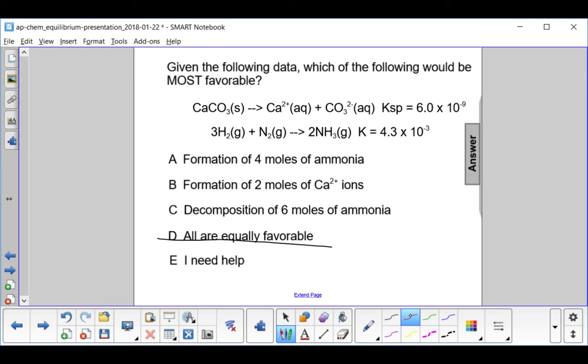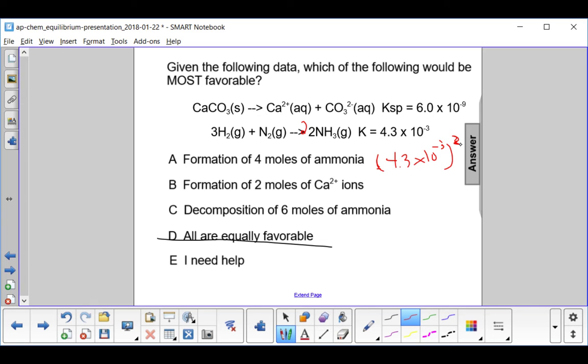So that would have me take this and multiply by 2, right? So I would take this 4.3 times 10 to the minus third and square it, right?